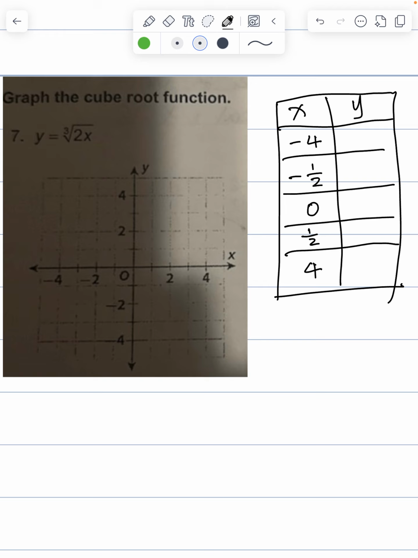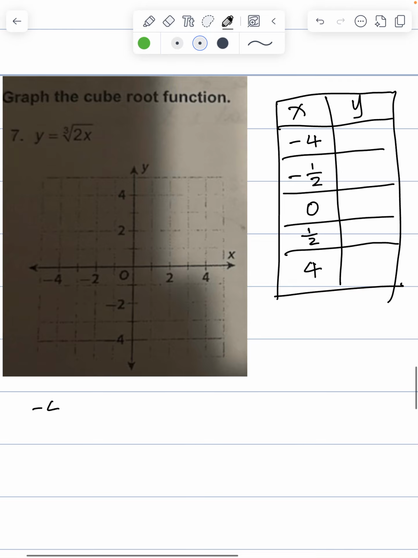So we need to make a table and pick some special values of x and then figure out the function value y. So I choose -4, -1/2, 0, 1/2, and 4. Why do I choose these special values? Because, for example, x is -4, so 2x means 2 times -4, and then the cube root. This will be the y value, right?